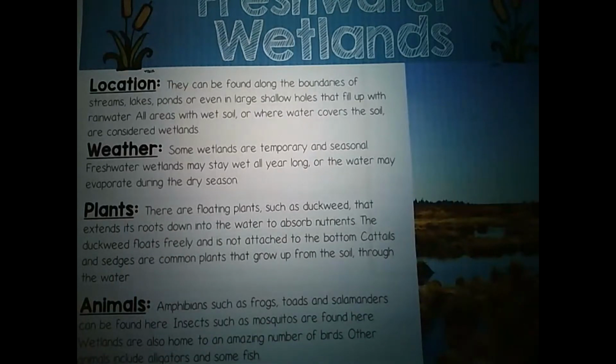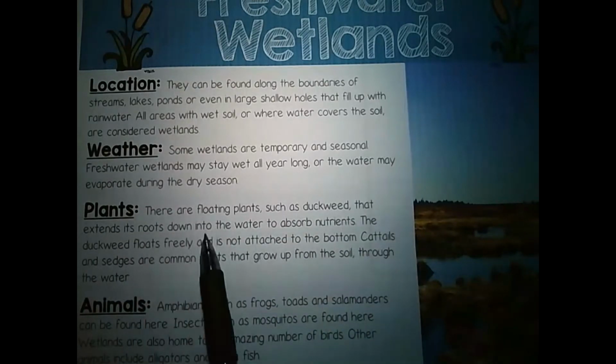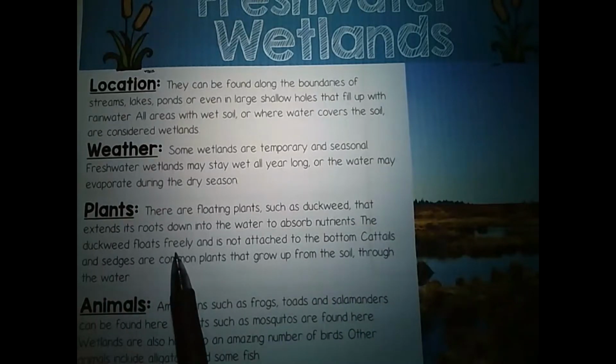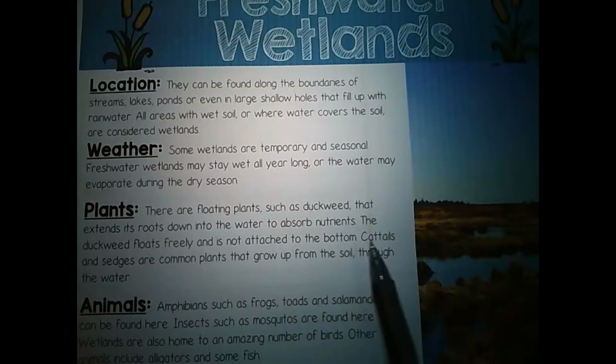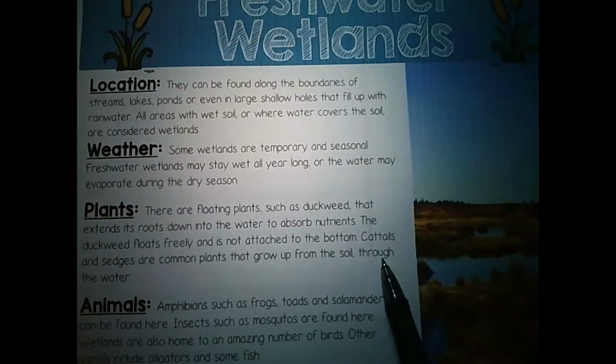Now, just for an example of a dry season, it'd be like the summer, because it gets super hot and it causes the water to evaporate. Okay? Let's look at the plants of the wetlands. There are floating plants, such as duckweed, that extend their roots down into the water to absorb nutrients. Think of it, that's its way to eat food. The duckweed floats freely and is not attached to the bottom. Cattails and sedges are common plants that grow up from the soil through the water. Very nice.